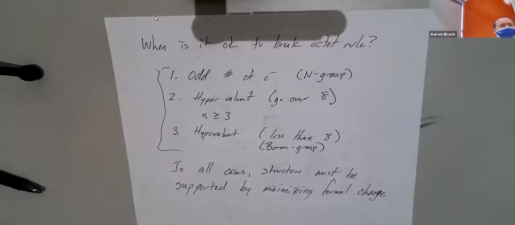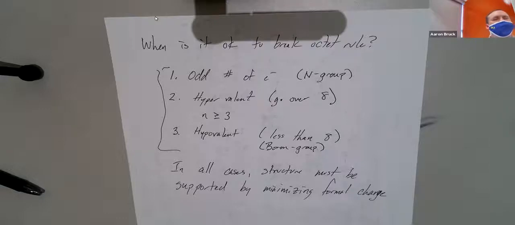Now, regardless of scenario, the only way that we can break the octet rule in any of these 3 scenarios is if it is backed by formal charge minimization. If by breaking the octet rule, our formal charges suddenly become a lot better, a lot more manageable, we go from -1 to 0, we go from +2 to +1, we see improvement in formal charge, then we know that we're heading in the right direction, that we're doing what we're supposed to do.